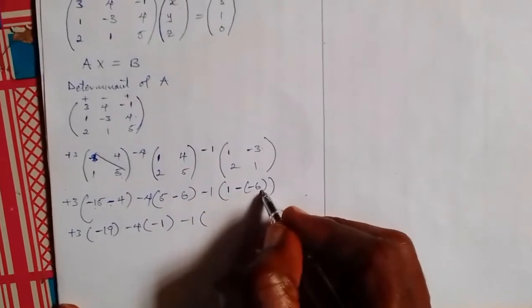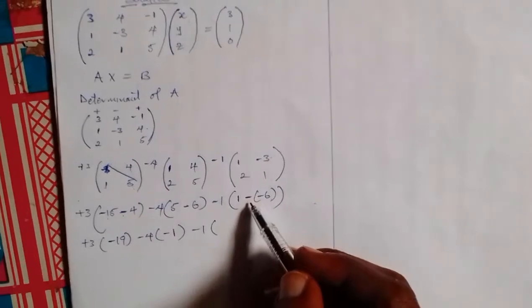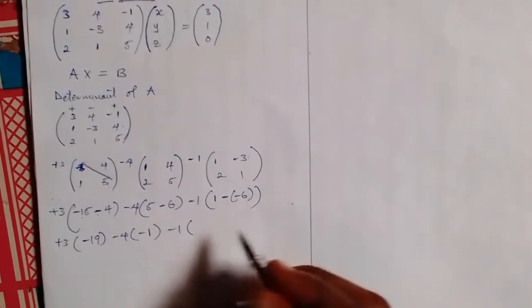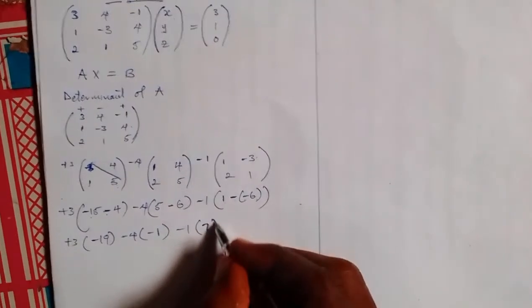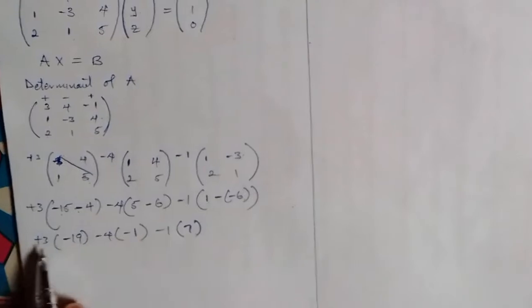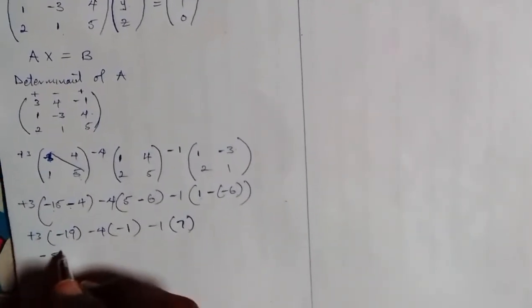1 minus minus 6. Here we have to be conscious of these two signs. So we have to say minus times minus, which is plus. So we have 1 plus 6, which is what? 7. So now, if we multiply 3 times minus 19, plus times negative will give us negative. So you have minus 57.